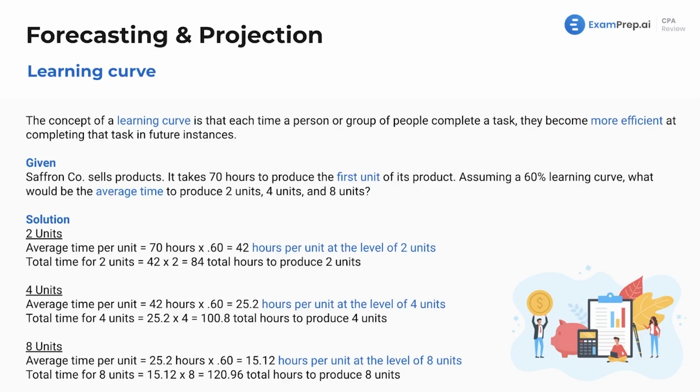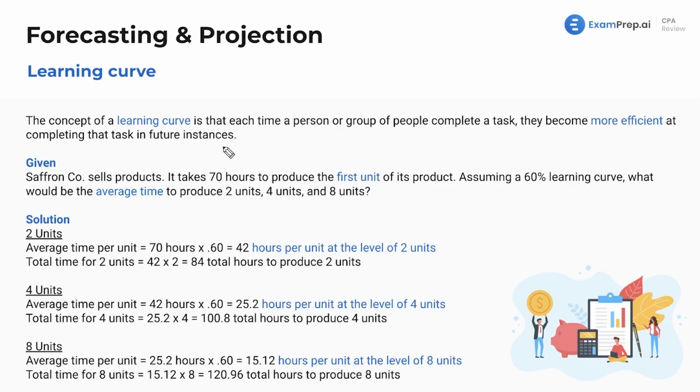It's the concept that each time a person or a group of people complete a task, they become more efficient at completing that task in future instances. Why are we learning this in forecasting and projection? Well, you want to forecast how long it's going to take someone to do something as they go along the process and create more and more units.